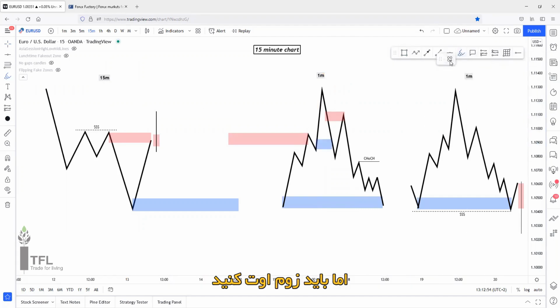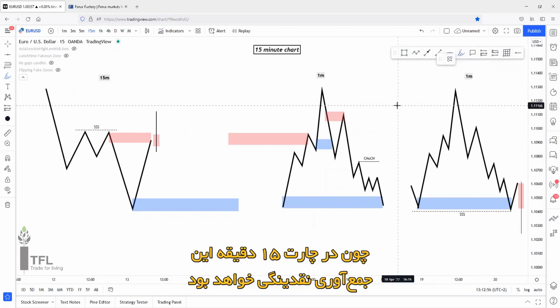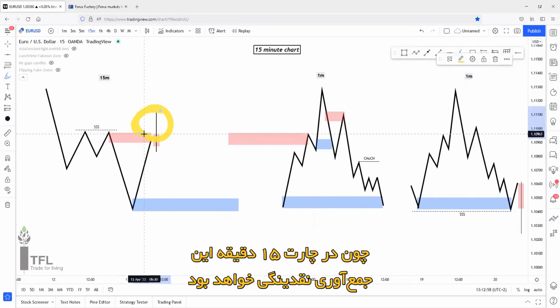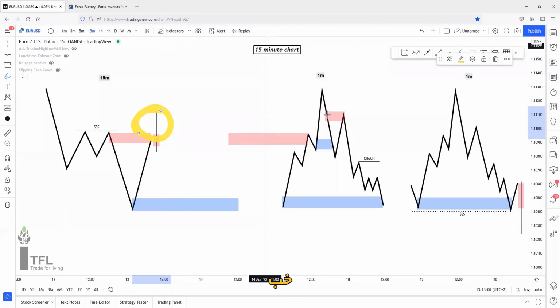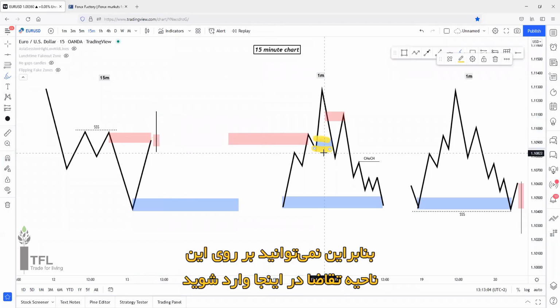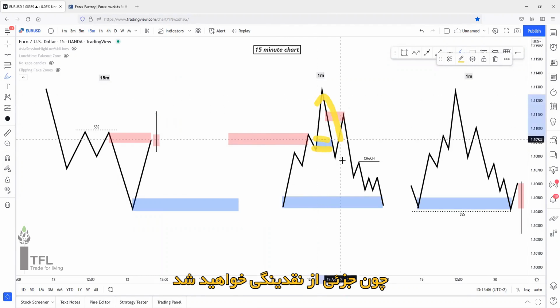But you have to zoom out. You have to take a look at the bigger picture, because on the 15-minute chart, this will be a liquidity sweep, and you can't open a position on a liquidity sweeping movement. Okay, so you can't open a position on this demand zone right here because you'll be part of the liquidity.